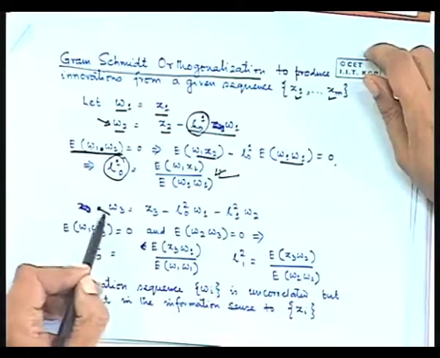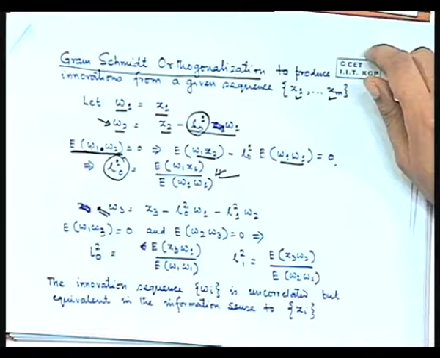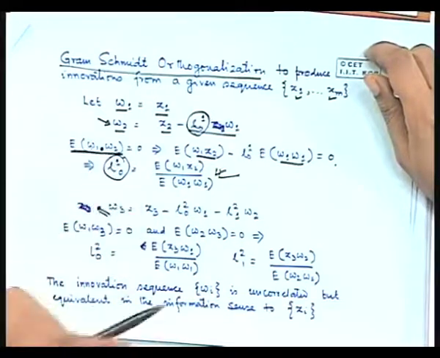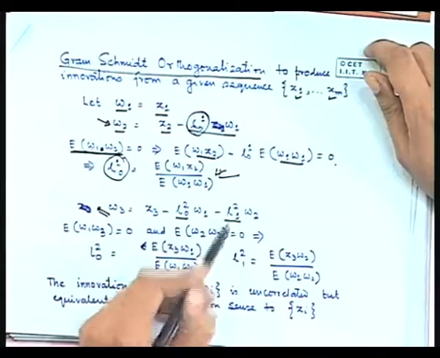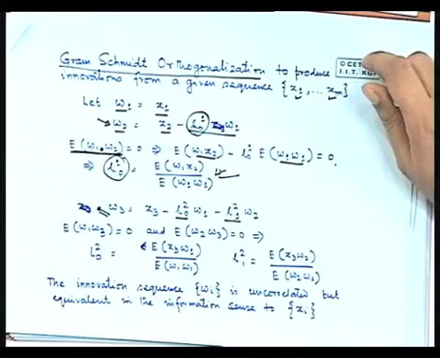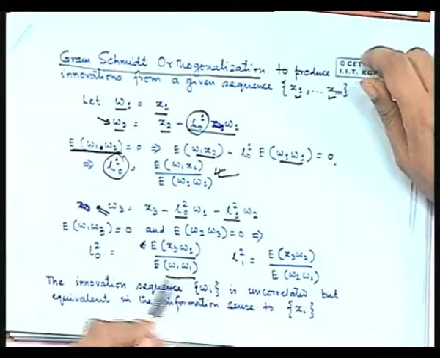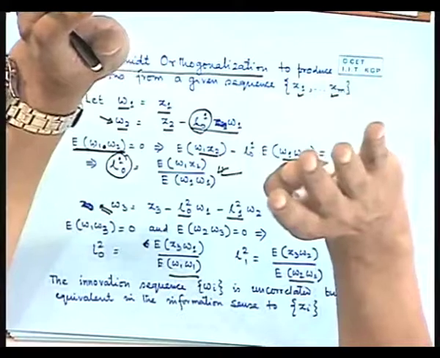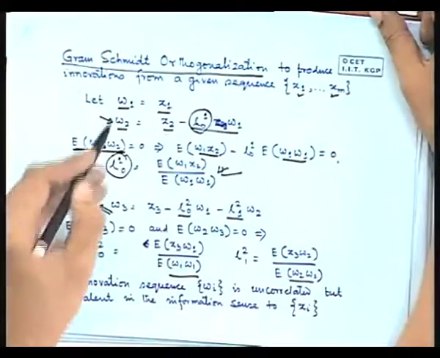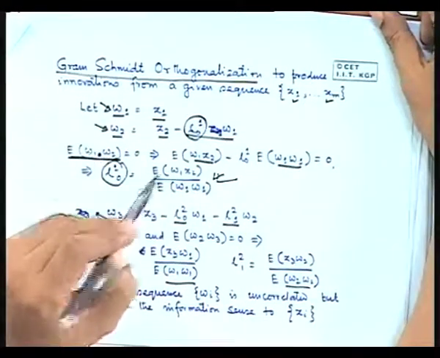Now you choose the third. The third should be uncorrelated both with W2 and W1. So you now get two equations and you have two parameters to solve for. So you solve for the parameters and you get this. So in this way you can go on doing. Then you will get a set of sequences W1 onwards which have been generated from x1, x2, up to xn. So they have the same information but they are uncorrelated. So these are the innovation sequences corresponding to this.